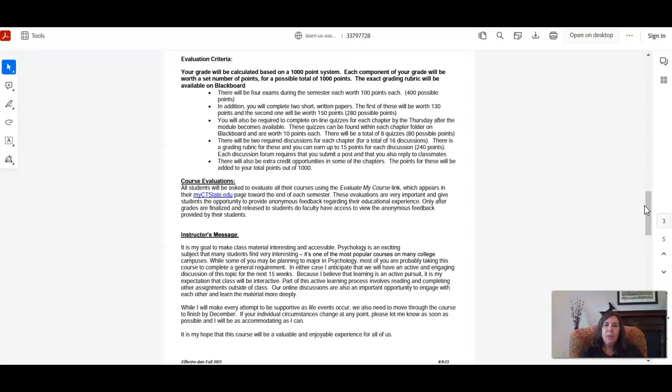foundation. And then you also have for each chapter 2 required discussions. One of those is what I call a discussion prompt. I have a specific prompt that I ask you to respond to in some way. You need to post your own thoughts in response to my prompt, and then you need to reply to 2 classmates and to what they have posted and replied to the prompt.